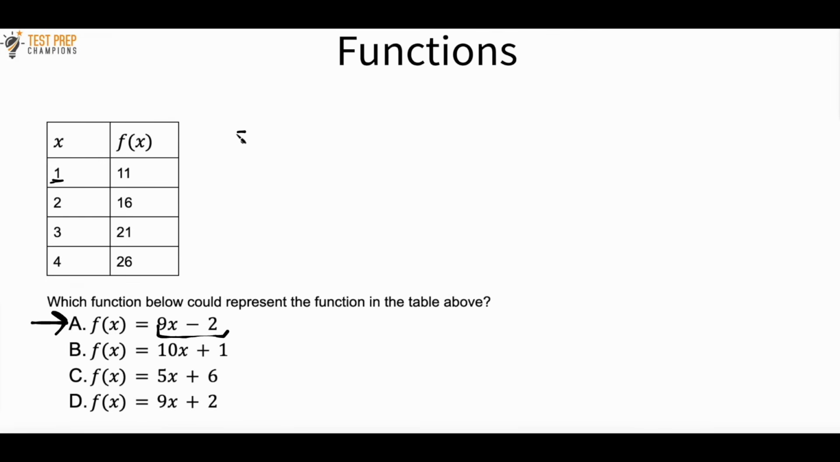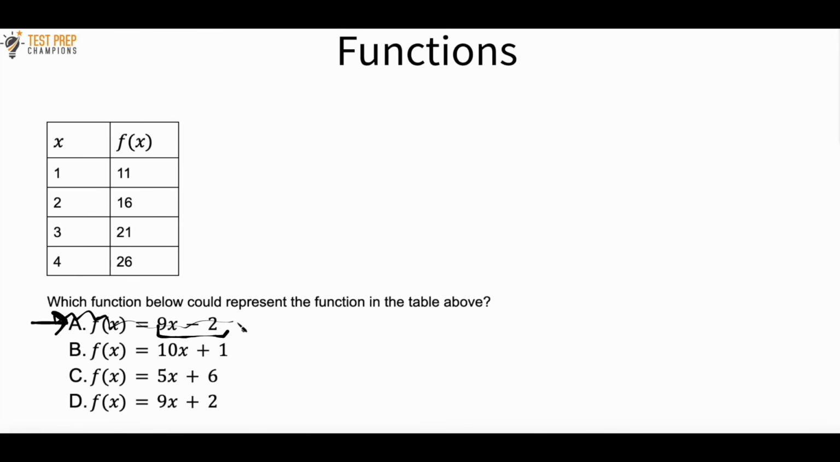So basically, again, I'm going to take 9x minus 2, and plug 1 in for x. If I get 11, then we're on the right track. If I don't get 11, then we know that A is not the right answer. So 9 times 1 is just 9. 9 minus 2 is 7. I didn't get 11 here, so I'm just going to take answer choice A out. We can completely eliminate answer choice A.